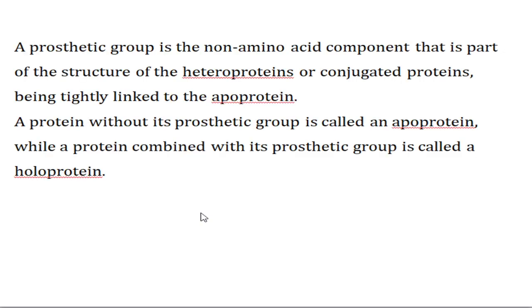Next, what is meant by prosthetic group? A prosthetic group is a non-amino acid compound. It might be either a vitamin or an ionic compound that forms a structure with a heteroprotein. A protein without this prosthetic group is called an apoprotein. When this apoprotein binds with the prosthetic group, it is called a holoprotein.